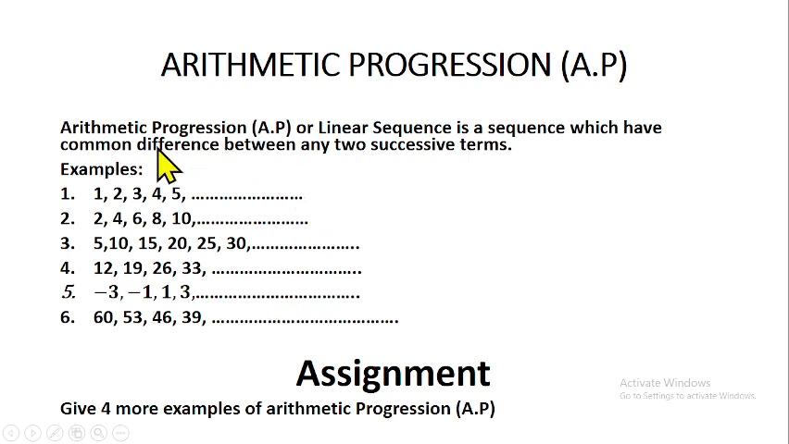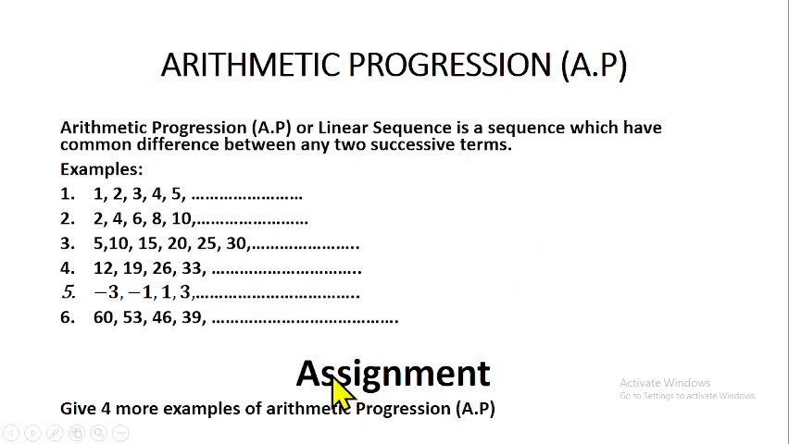So we can see that all the sequences given under this example belong to arithmetic progression because they have a common difference between any two successive terms. You can see that some of the sequences are increasing while some of them are decreasing. So it doesn't matter whether it's increasing or decreasing. Once you can deduce that there is a common difference between any two successive terms in the sequence given to you, that means the sequence belongs to arithmetic progression. I hope you understand that very clearly.